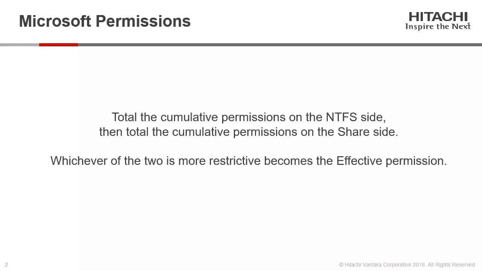Now if we look at Microsoft, it'll say total the cumulative permissions on the NTFS side, then total the cumulative permissions on the share side. Whichever of the two is more restrictive becomes the effective permissions.